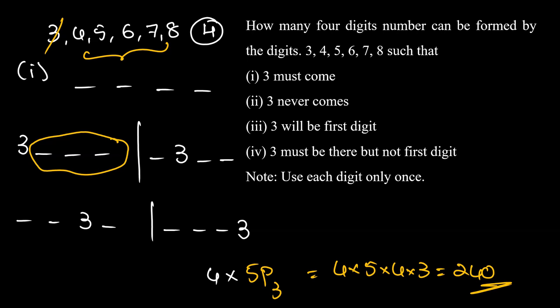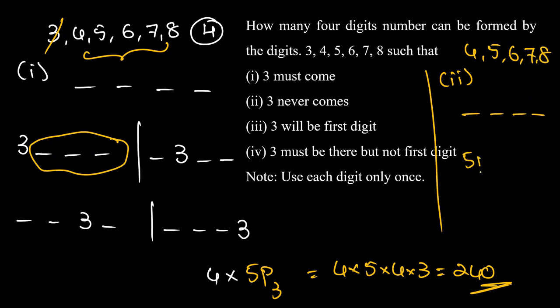Next one, 3 never comes, is easy. So we have how many slots? 4 slots using 4, 5, 6, 7, 8. It's 5p4. 5 into 4 into 3 into 2 which is 120.